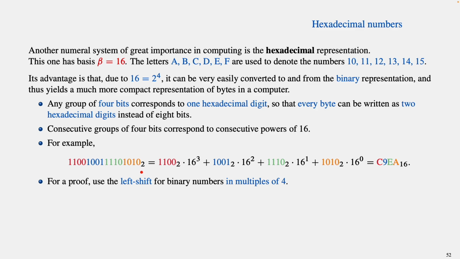And to prove that you can really do that, identify every 4-bit block with 1 hexadecimal digit. You can just use the left shift for binary numbers applied in multiples of 4. So for each block here, you can think of it as having started at the first block and then shifted it 4 times to the left. And that corresponds to multiplying by 2 4 times. And multiplying by 2 4 times just means multiplying by 16. And if you do this several times, then you multiply by powers of 16.